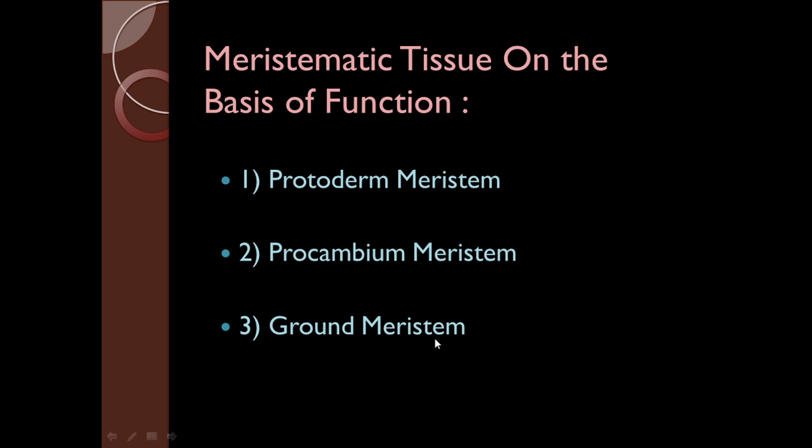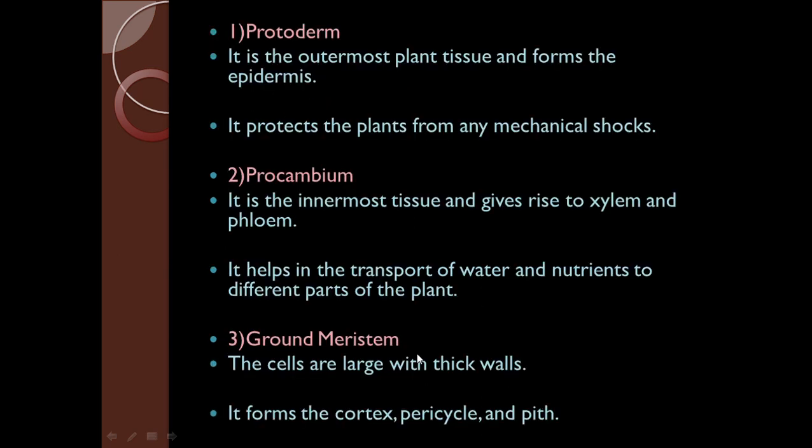The third criteria is classification of meristematic tissue on the basis of function. These are classified into three subtypes: protoderm meristem, procambium meristem and ground meristem. See, first is protoderm meristem. Protoderm meristem is the outermost plant tissue and it forms the epidermis. It protects the plants from any mechanical shocks.